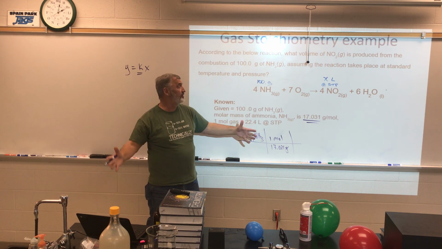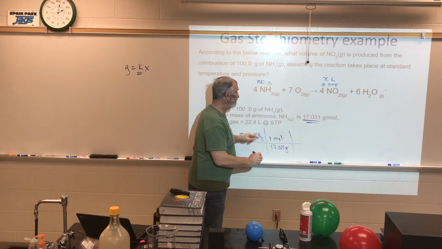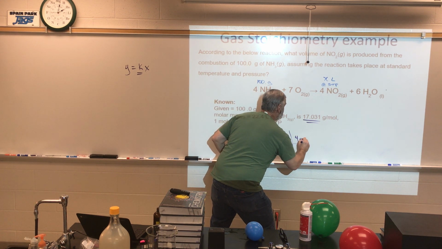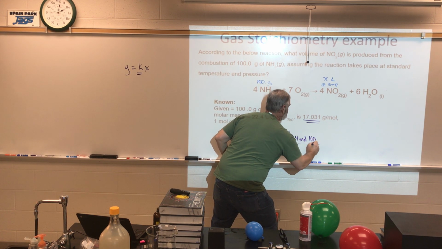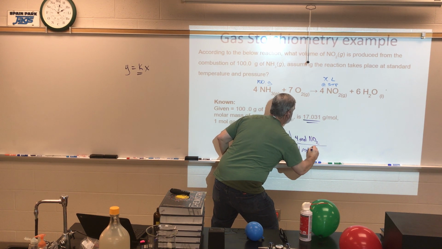Now, just like normal, we go to the mole ratio. Well, here's my given, here's my unknown. It's 4 to 4, so that makes it easy. 4 moles of NO2 for every 4 moles of NH3.